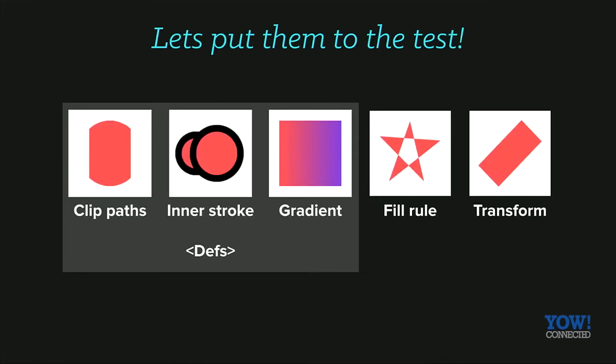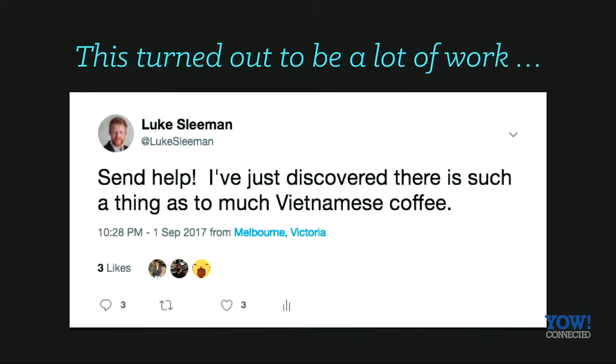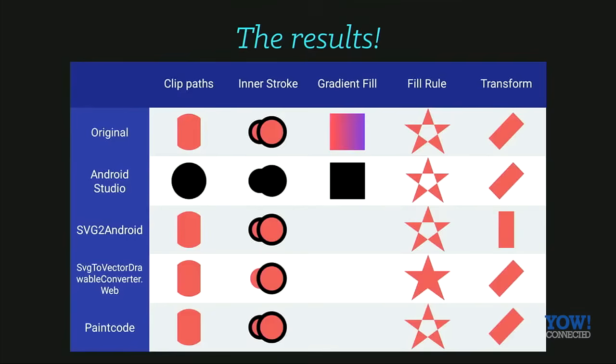We decided to put all of these tools to the test with a number of SVGs that Marc handcrafted to include all of these problematic, difficult elements. We've got clip paths, inner strokes, gradients, fill rules, transforms, and a bunch of them include styling information inside the def section. This actually turned out to be a surprising amount of work. There's 5 different SVGs, 4 different tools. I tested them across a bunch of versions of Android, but fortunately, I found a way to get through this in record time. I had a very productive afternoon, and here are the results.